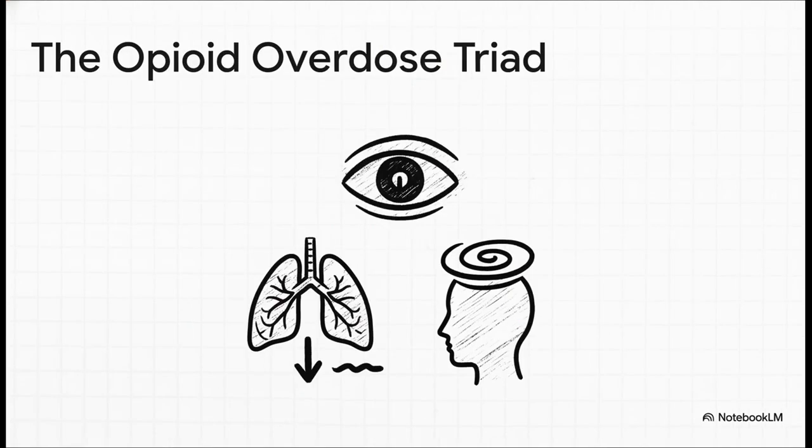This right here, you need to recognize these three signs in a heartbeat. This is the classic opioid overdose triad. Pupils that are constricted down to a pinpoint, a respiratory rate that is dangerously low, we're talking less than 12, and a decreased level of consciousness. If you see these three things together, you should be screaming opioid toxicity in your head.